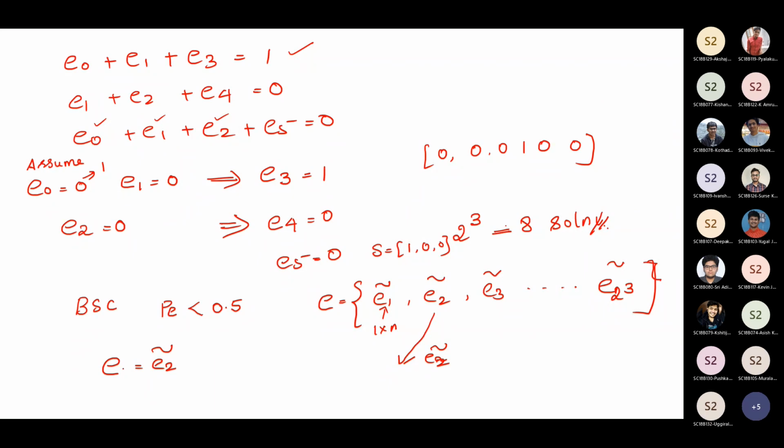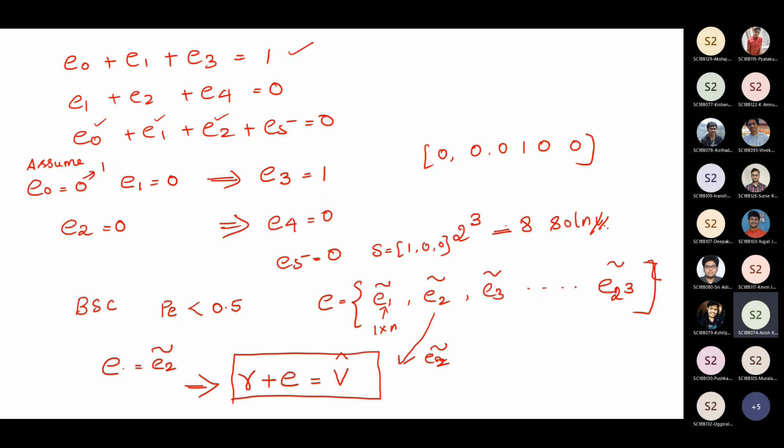Once this error vector is known, the received vector added with the error pattern gives us the transmitted code word. So this is the method we use for error correction. Is it clear?